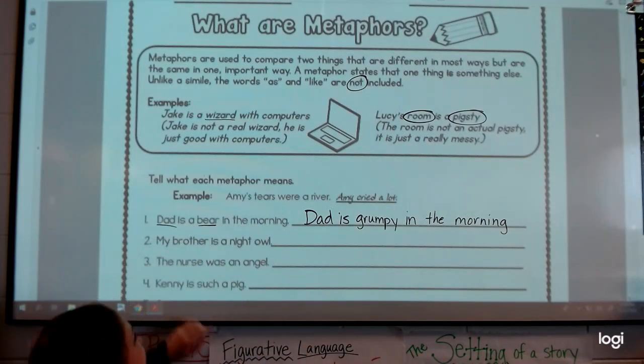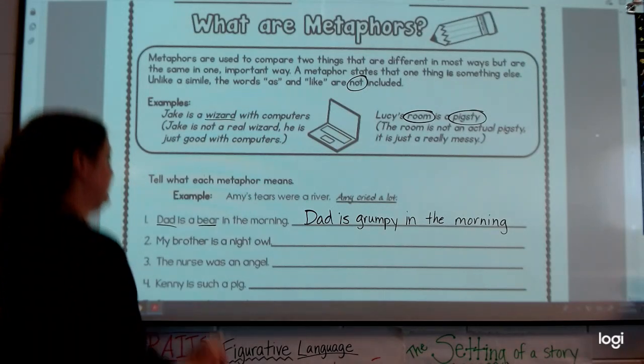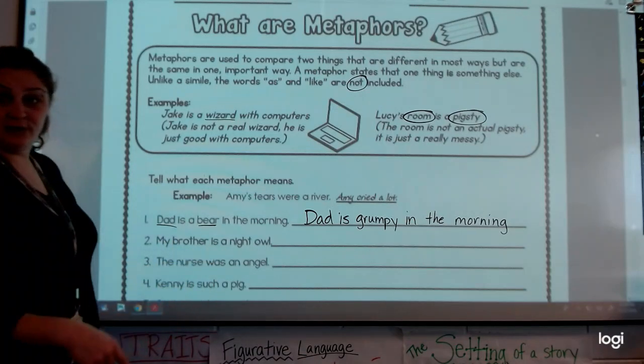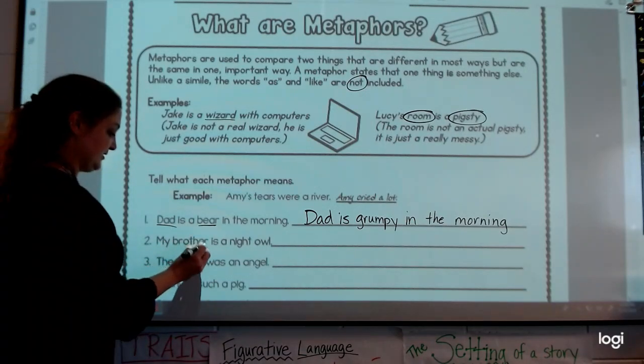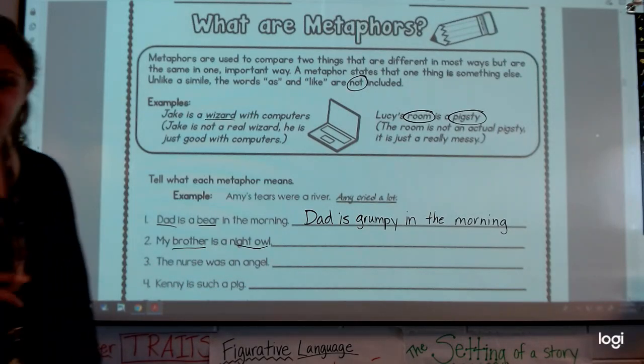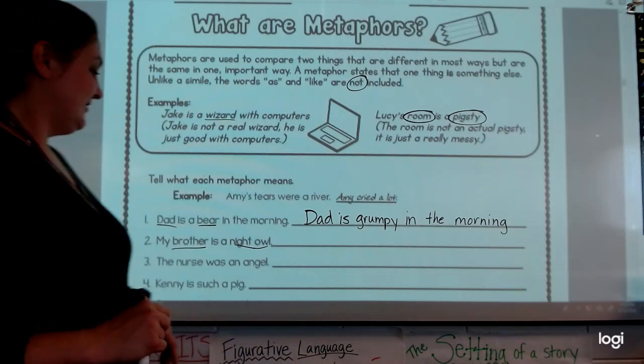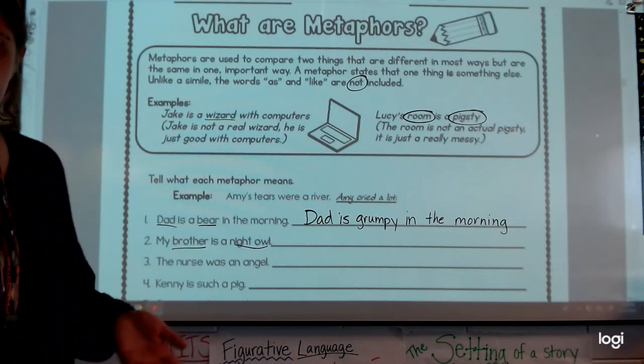So you can say dad's grumpy in the morning. All right, what about this next one? Number 2. My brother is a night owl. All right, it's a metaphor because we didn't say my brother is like a night owl. It just says brother is a night owl. What does that mean? He's not literally an owl, right? It means that the brother likes to stay up late, right?